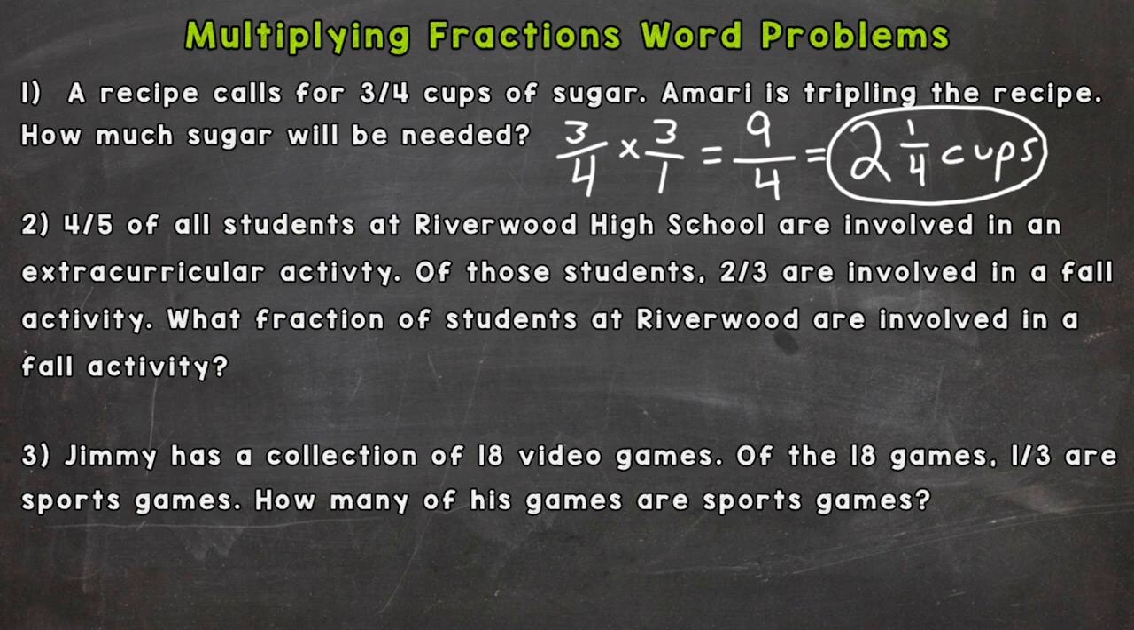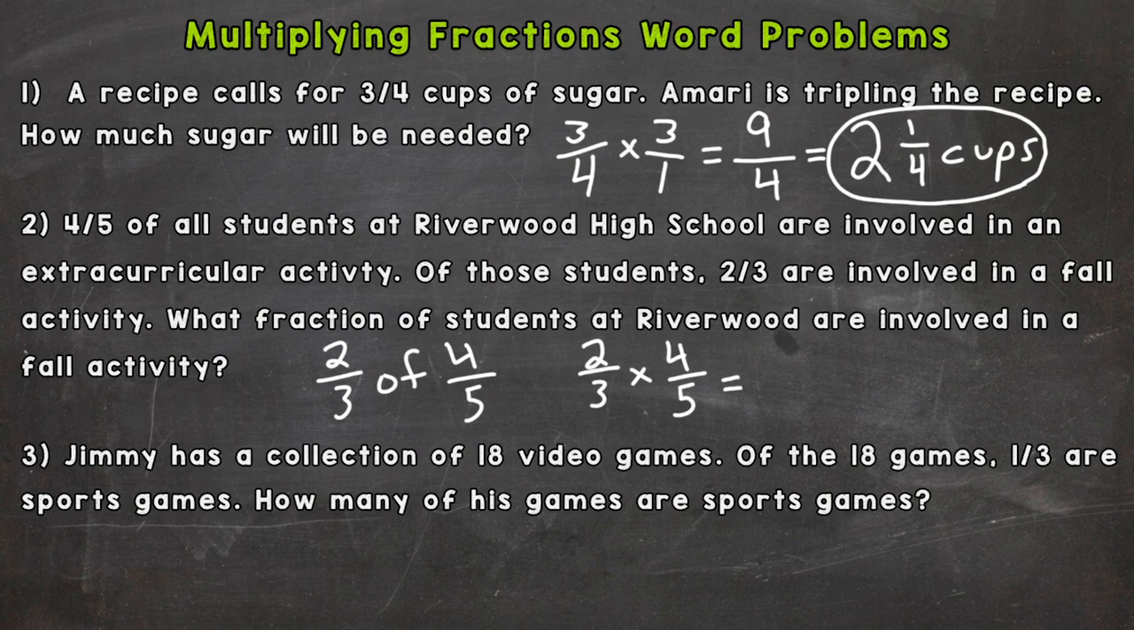So whenever we have any of these of problems, whether it's a fraction of a fraction, of a whole number, or fraction of a mixed number, we can use multiplication to solve. So in this situation, we're taking 2/3 of 4/5, and that will give us our answer. And we can just replace that of with a multiplication sign. We can use multiplication to solve here. So I'm going to rewrite the problem. 2/3 times 4/5.